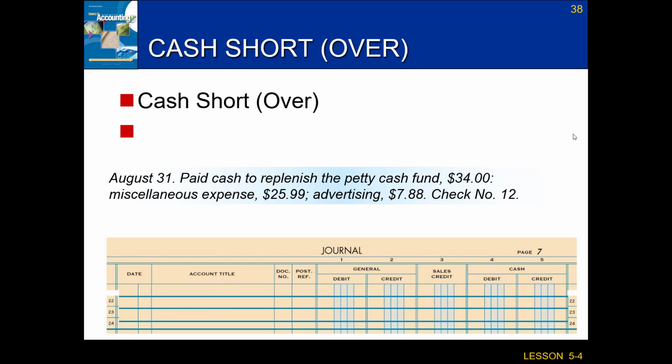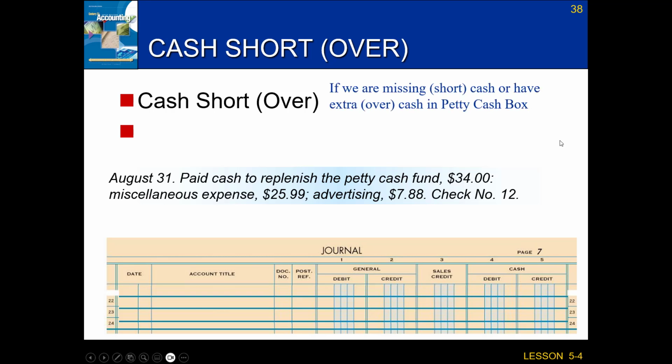There are times when you are replenishing the petty cash box that you may have to use what's called the cash short or over account title. And this happens if you're missing, aka short, cash, or you have extra, aka over cash, in your petty cash box. And typically this occurs when there's not exact change to give out from the cash box.